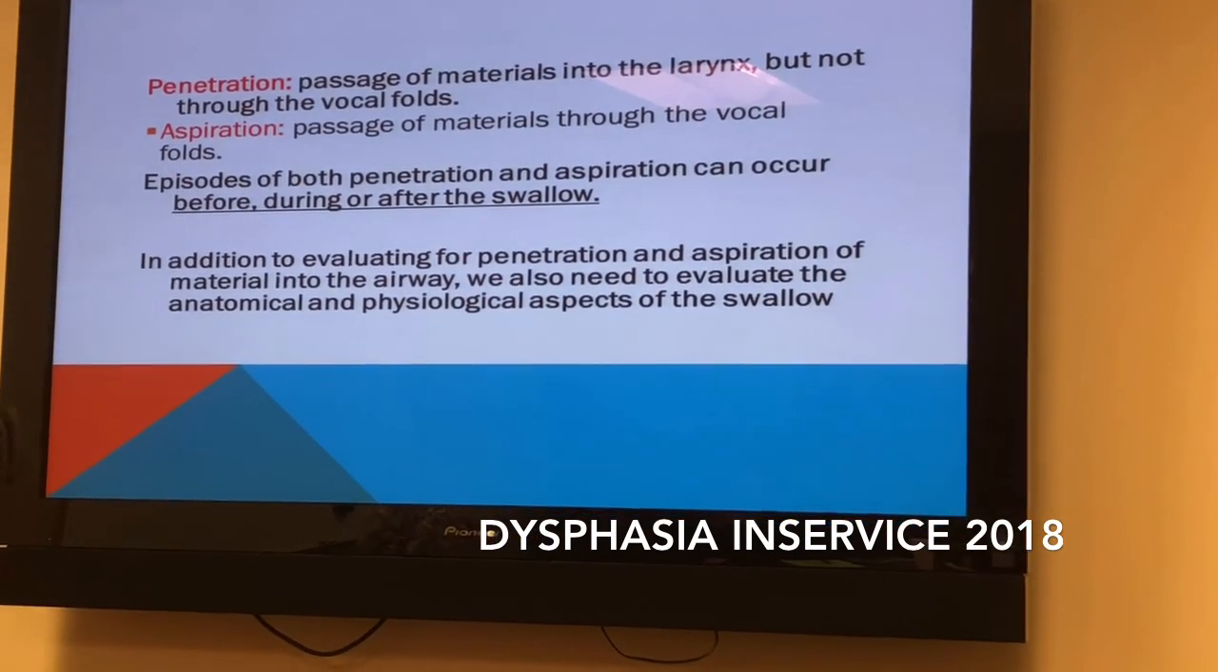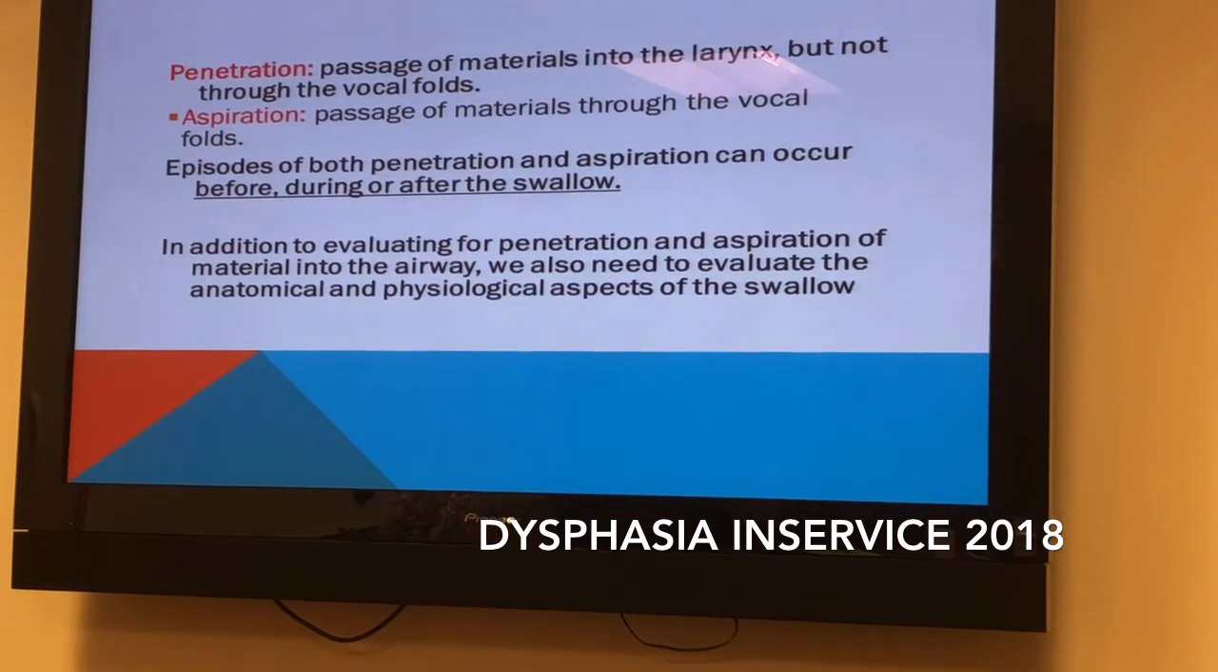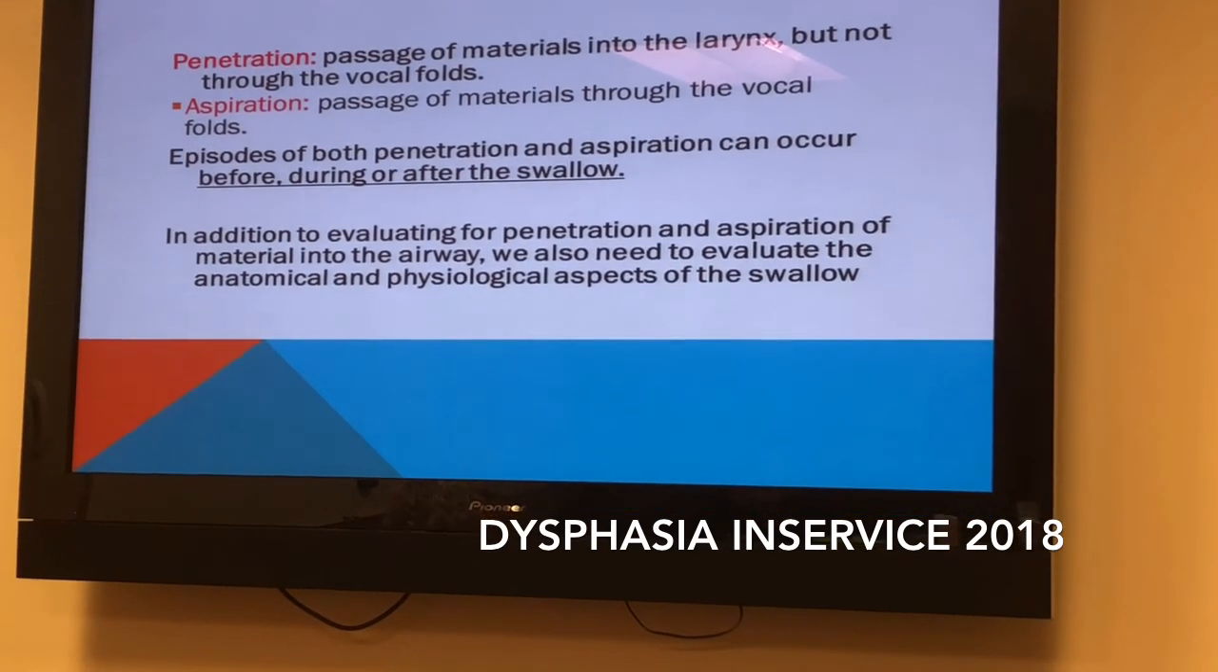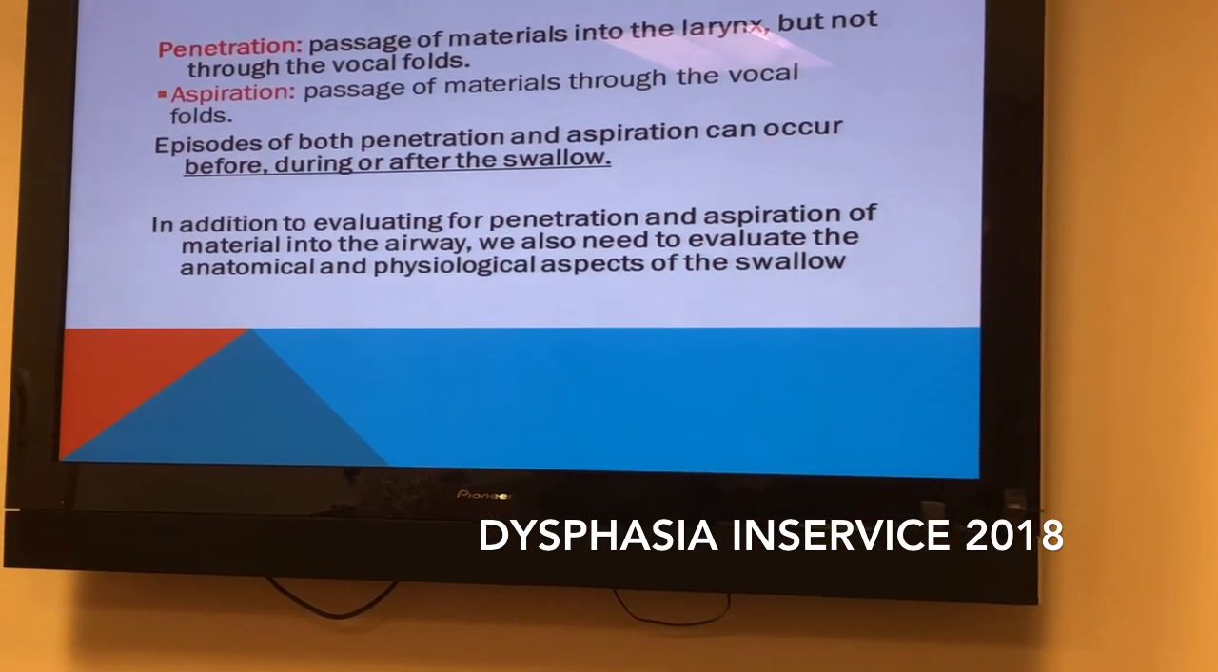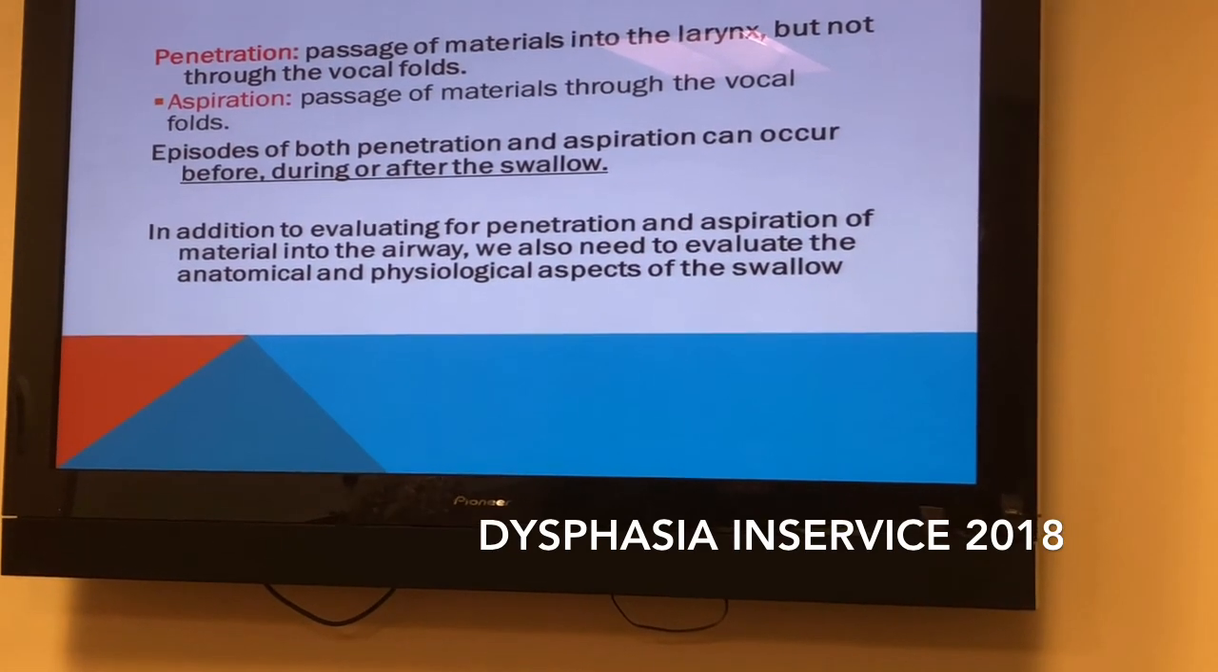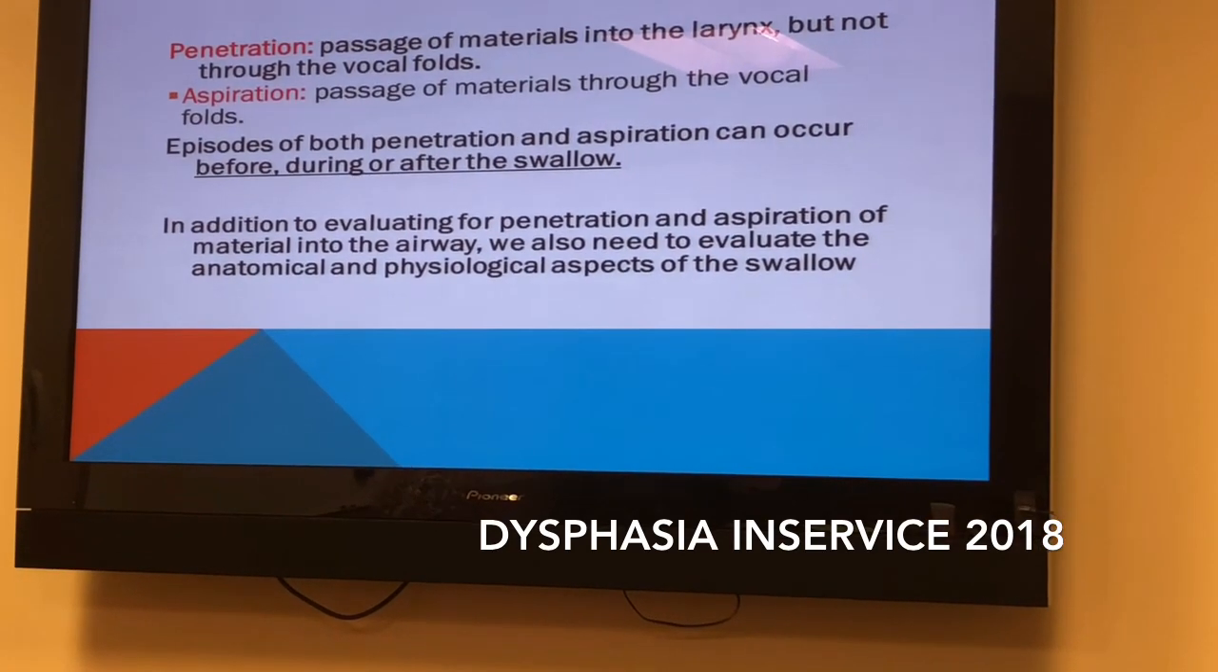I know we have a tendency to talk about a swallow study in terms of pass-fail, but for us it is not a pass-fail. There's a huge variety of things we're looking for.